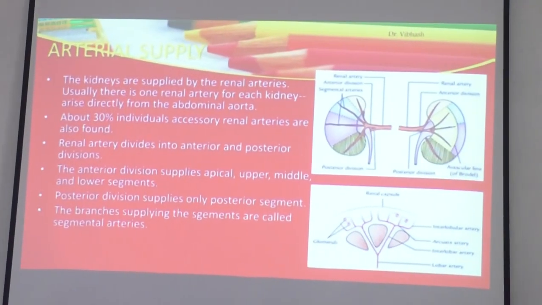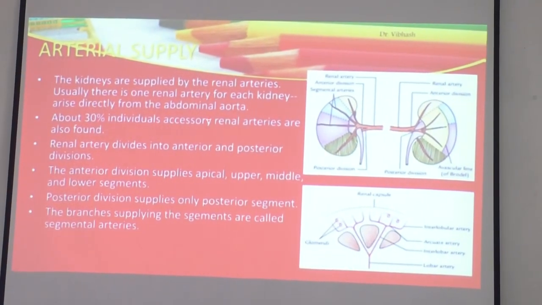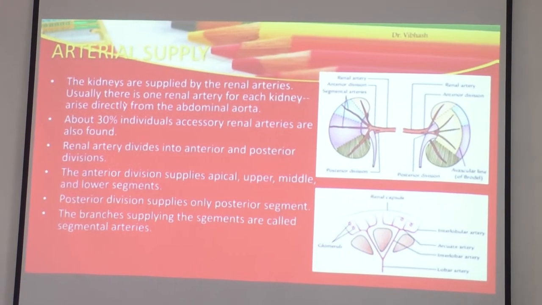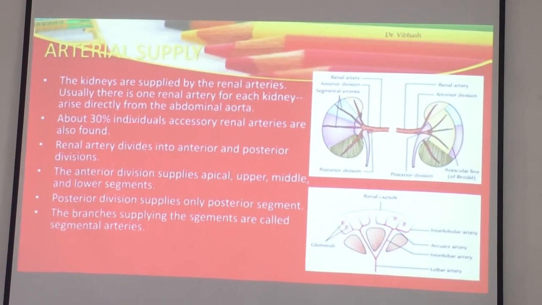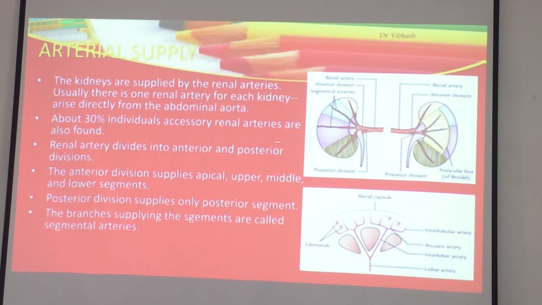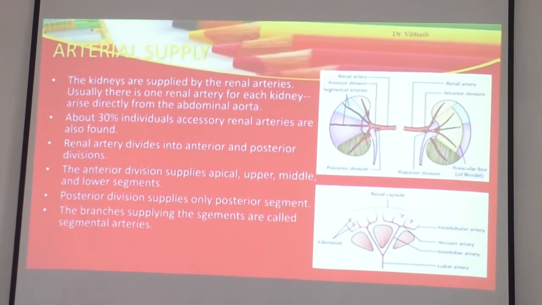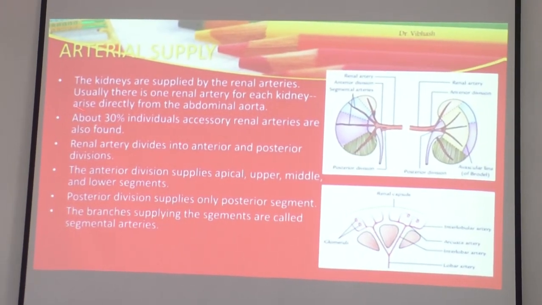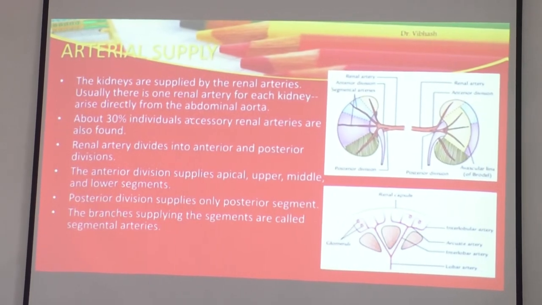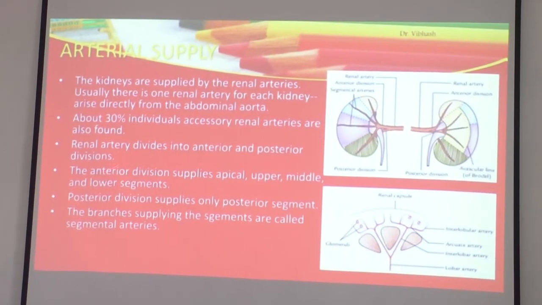Okay, so kidneys are supplied by renal arteries. Usually there is one renal artery for each kidney, and they arise directly from the abdominal aorta. So these are the renal arteries. In about 30% of individuals, accessory renal arteries are also found.